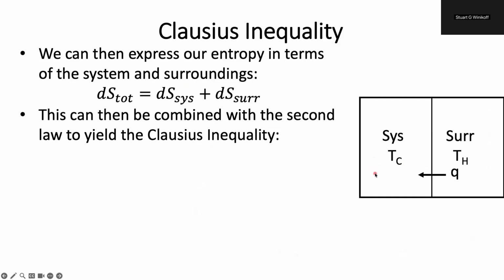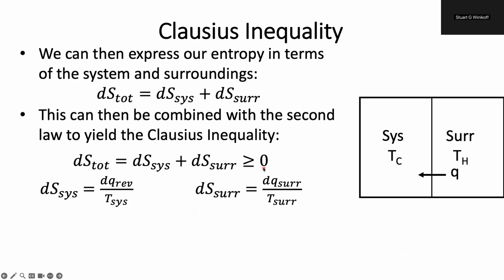So what we can do is combine this breaking up of our total entropy into system and surroundings with the second law of thermodynamics, which again says that the total entropy has to increase. That means the total entropy has to be greater than or technically equal to zero. Now, for a reversible system, for the system, we're going to define the entropy as the reversible heat over the temperature of the system. The surroundings we're going to define very slightly differently, and this is going to be very important.